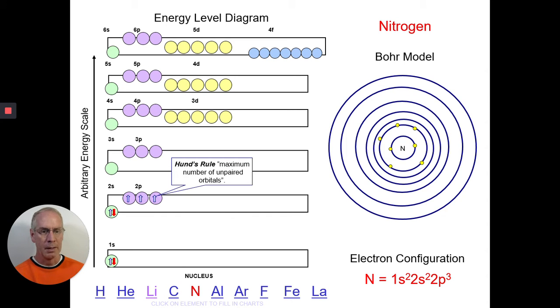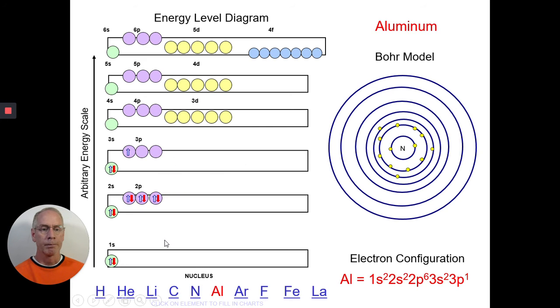All right, next, we're going to jump all the way up to aluminum, atomic number 13. So look, 1, 2, 3, 4, 5, 6, 7, 8, 9, 10, 11, 12, 13. Its electron configuration is 1s2, 2s2, 2p6, 3s2, 3p1. And that is precisely what it says here.